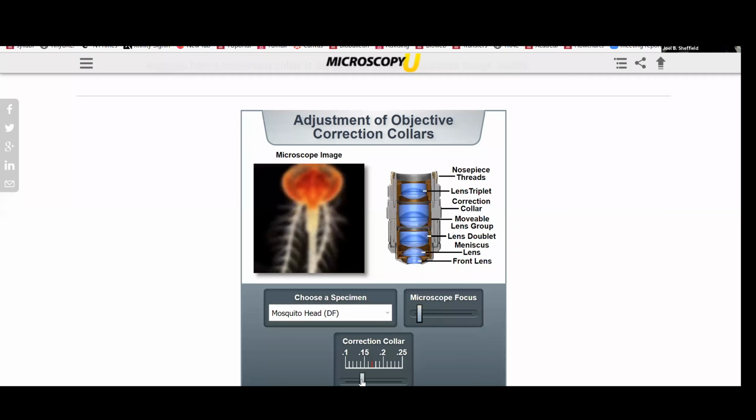Now, if I change the position of the middle lens, and you can see it moving, I hope, I get to a point where the image is a lot sharper, and then maybe I can refine the focus even more and get even more of an image.